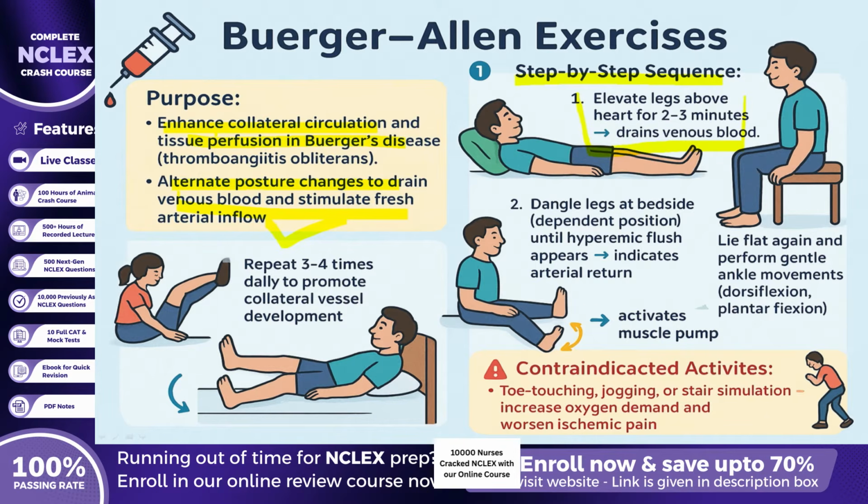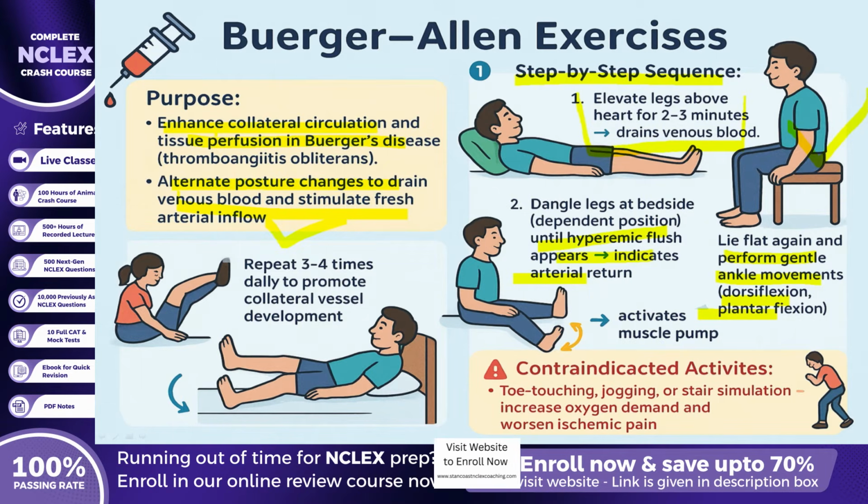Next, the client sits on the edge of the bed or chair with legs in a dependent position for another 2 to 3 minutes until a hyperemic flush appears, indicating improved arterial blood flow. Finally, the client lies flat once more and performs active movements such as dorsiflexion, plantar flexion, and foot rotation to maintain muscle pump activity and support venous return.